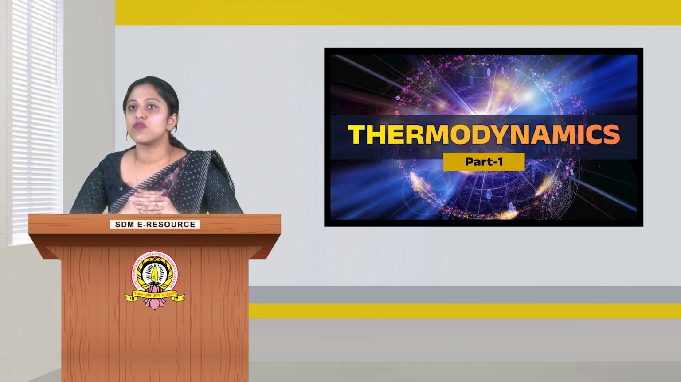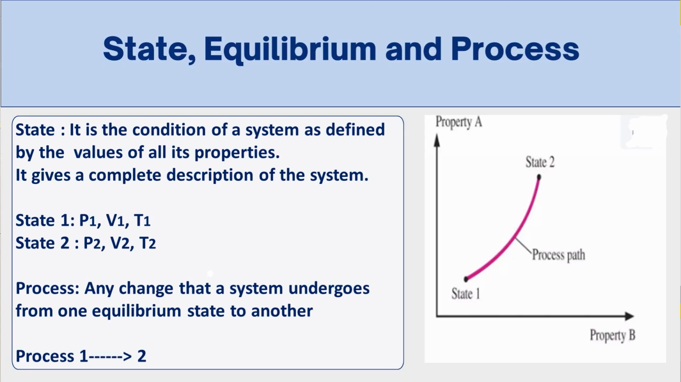Now let us discuss what is state, equilibrium and process. State is the condition of a system which is defined by the values of all its properties. So state gives a complete description of the system. In a graph, we can see state 1 and state 2 represented along a path, where state 1 is the initial condition and state 2 is the final condition.